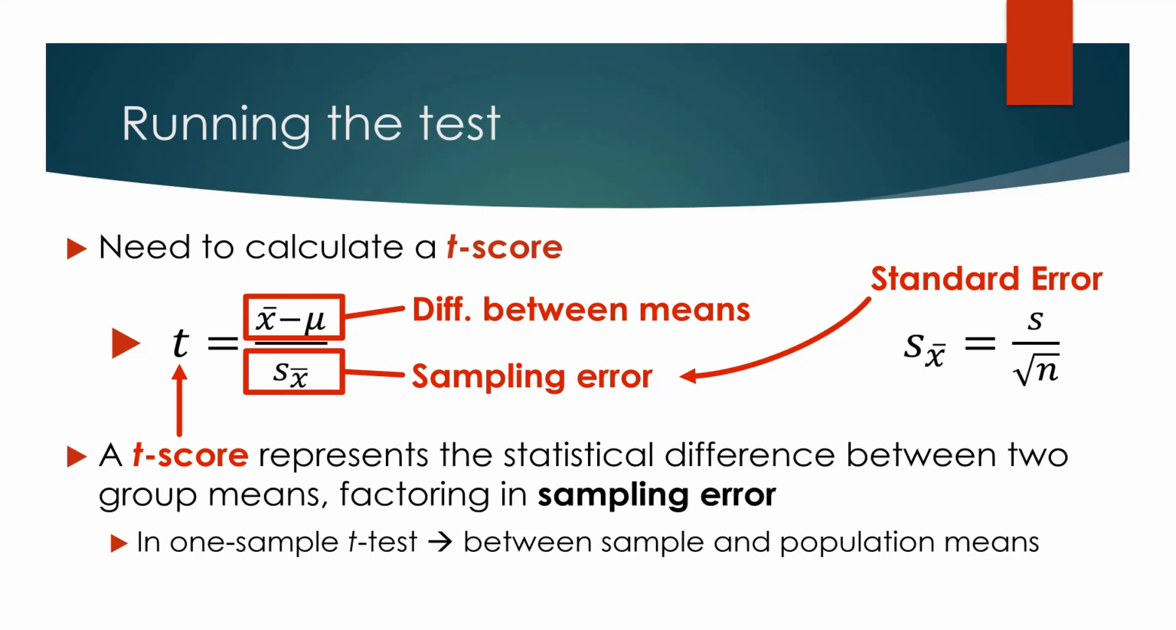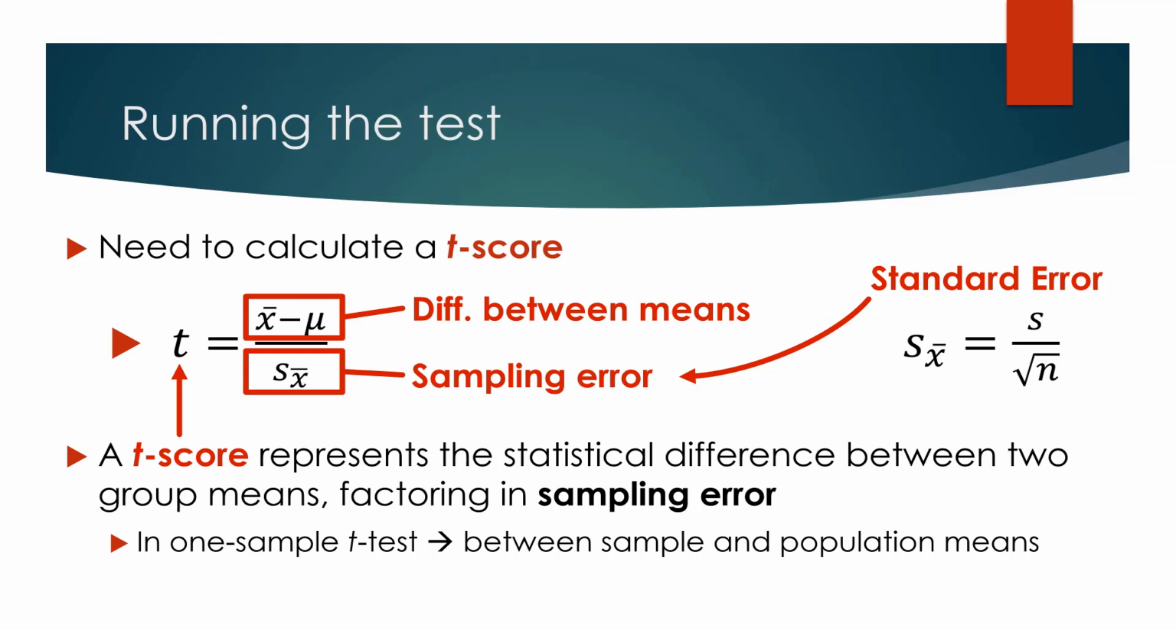So what is a t-score representing? Well, the t-score represents the statistical difference between 2 group means while factoring in sampling error. So it's representing how different your means are from each other while also representing how much sampling error you have. That's the thing about statistics that makes them useful. They're nice and clean. Rather than having to have 2 separate numbers, we can calculate one number that represents 2 things at the same time: how different my means are, while also how much error I have in the sample that I'm working with.